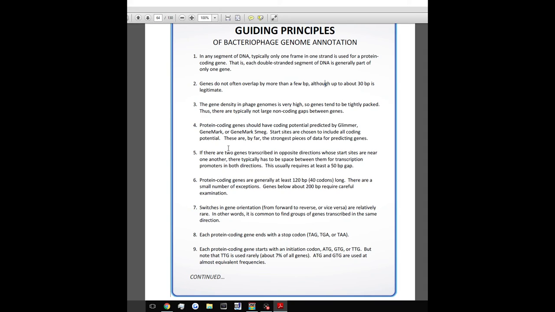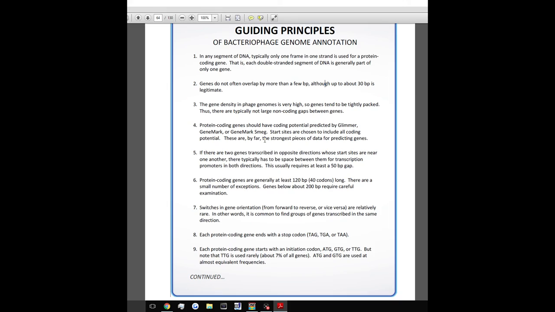Number four, protein coding genes should have coding potential predicted by Glimmer, GeneMark, or GeneMark SMEG. Start sites are chosen to include all coding potential. These are by far the strongest pieces of data for predicting genes. We shouldn't have to worry about that one too much, because if you did the auto annotation process and everything like that, the start sites are automatically generated for you using these three tools.